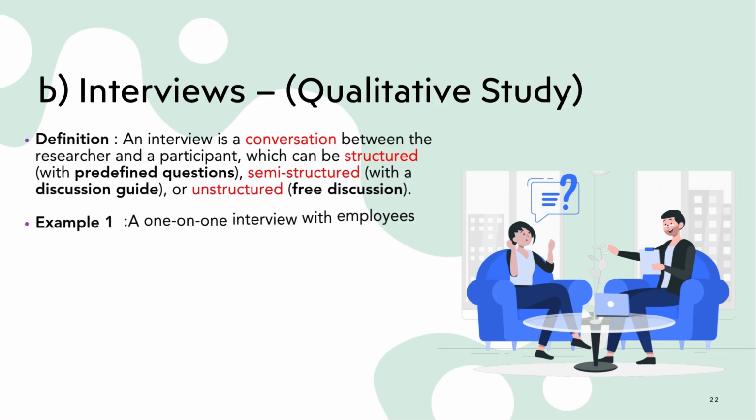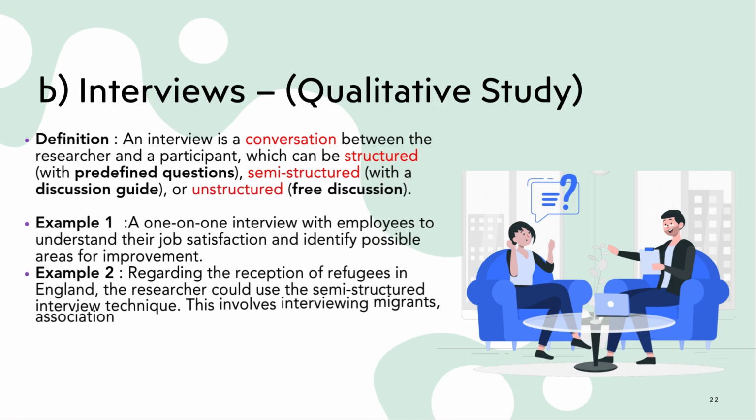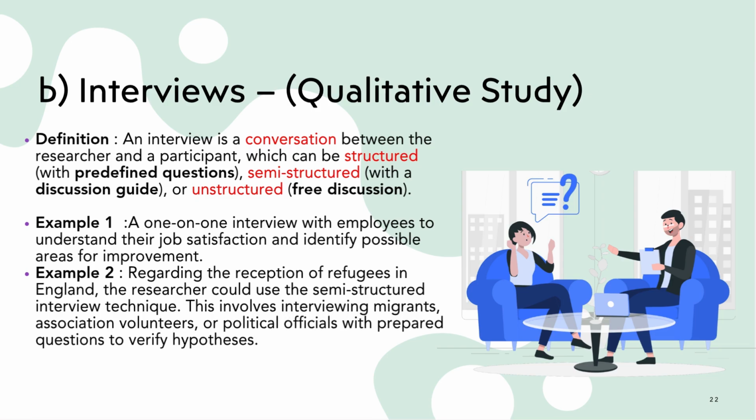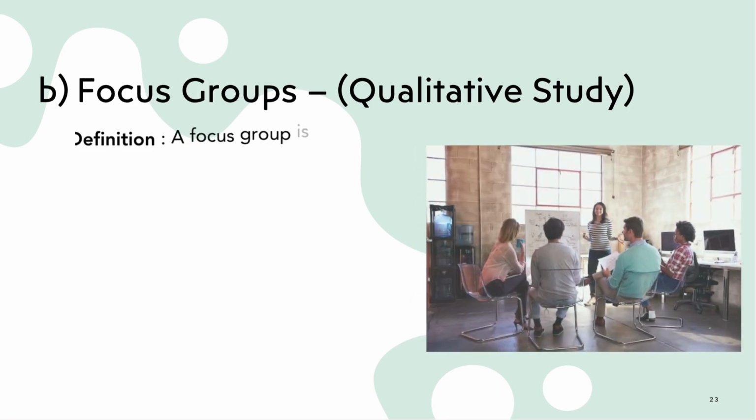The second tool that can be used in a quantitative study is interviews. An interview is a conversation between the researcher and the participants which can be structured with predefined questions, semi-structured with a discussion guide, or unstructured, which means a free discussion. For example, one-on-one interview with employees to understand their job satisfaction and identify possible areas for improvement. The second example regarding the reception of refugees in England, the researcher could use the semi-structured interview technique. This involves interviewing migrants, association volunteers, or political officials with prepared questions to verify a hypothesis.